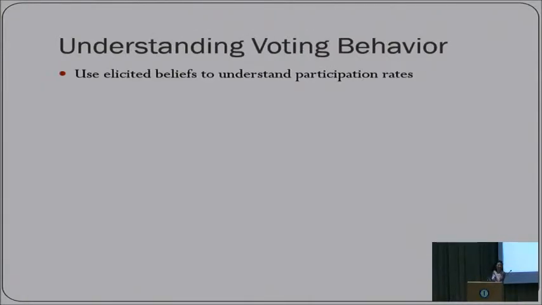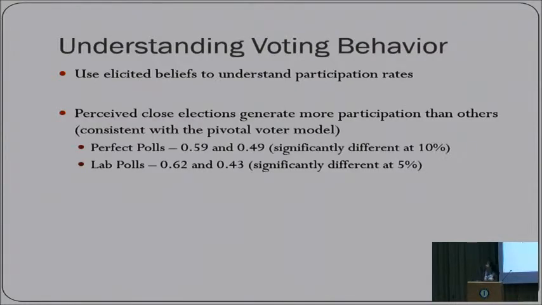All right, so what I'd really like to focus on now is understanding their voting behavior. So we're going to use the elicited beliefs to understand the participation rates. And recall that the underlying message of the pivotal voter model is that the more likely you think the election is close, the more you should participate. Now, if we just divide it in this way, we look at perceived close elections or perceived landslide elections, we see what we would expect from the pivotal voter model. So perceived close elections generate more participation than others.